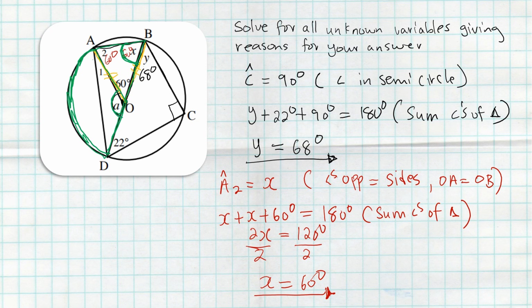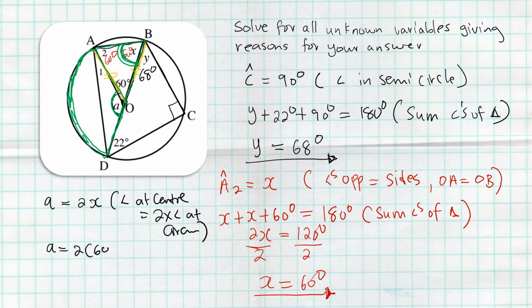What do we know? Angle at the center is 2 times angle at the circumference. Now you must be thinking of theorem 2 that we did in the previous session, right? So our A will be equal to 2 times x, because angle at center is 2 times angle at circumference. Then we can solve for A: 2 times 60, which is equal to 120 degrees. All right, so our A will be equal to 120 degrees.